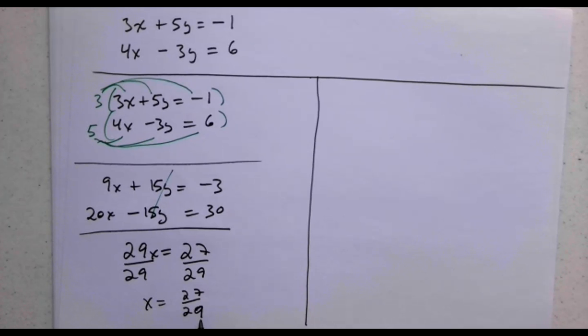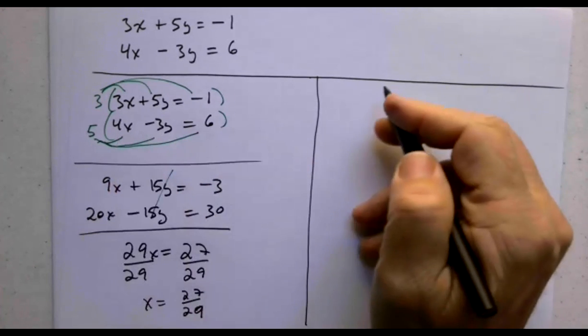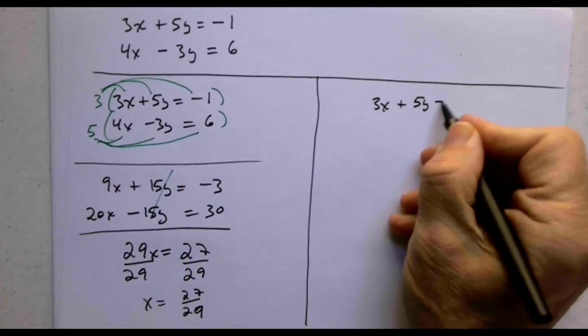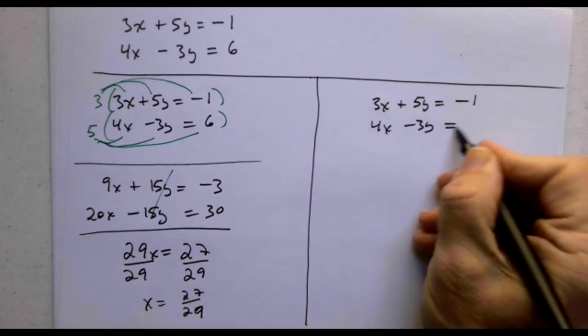Now you could plug that in to solve for y, but that's going to be very unpleasant. When you get a fraction answer, I suggest you eliminate again. So notice we eliminated the y's the first time. Let's eliminate the x's this time. 3x plus 5y is negative 1. 4x minus 3y is 6.